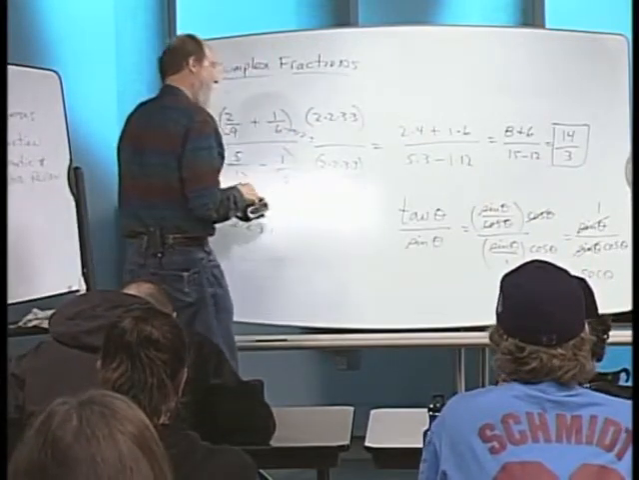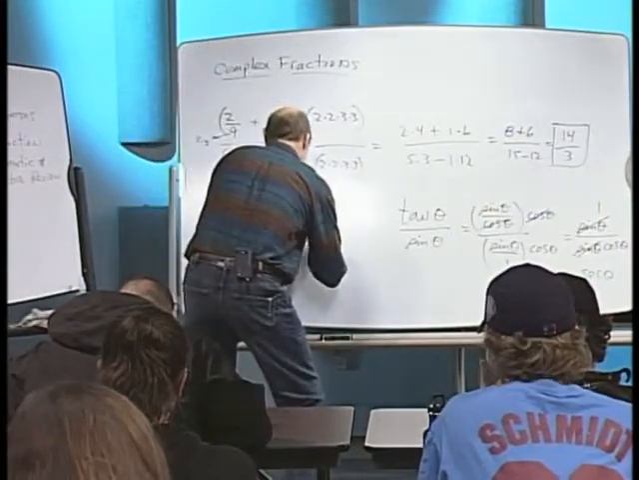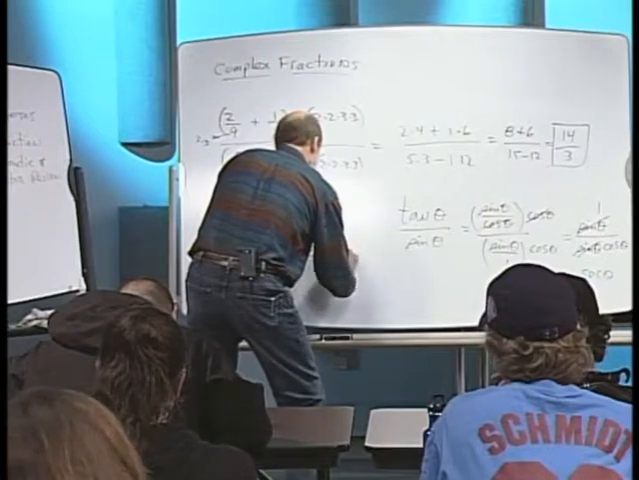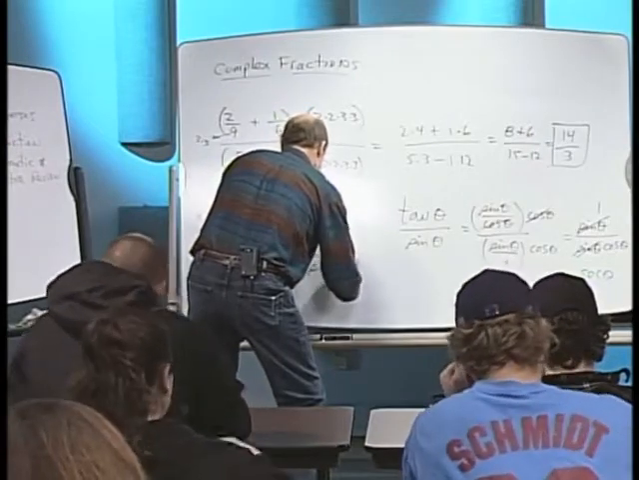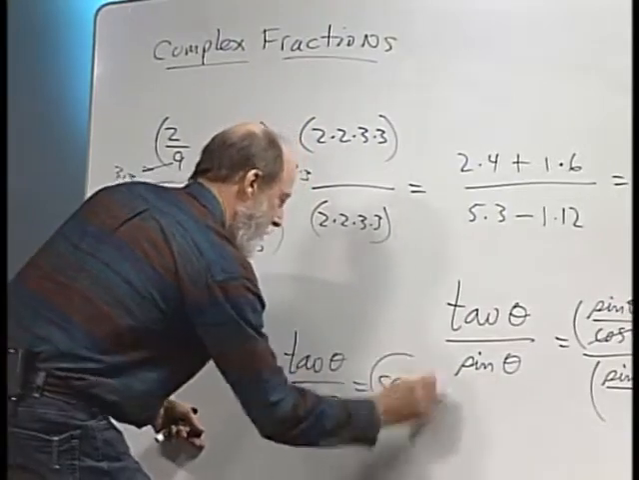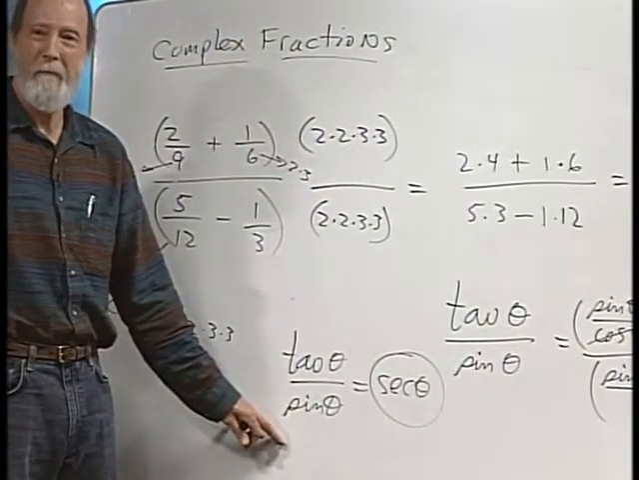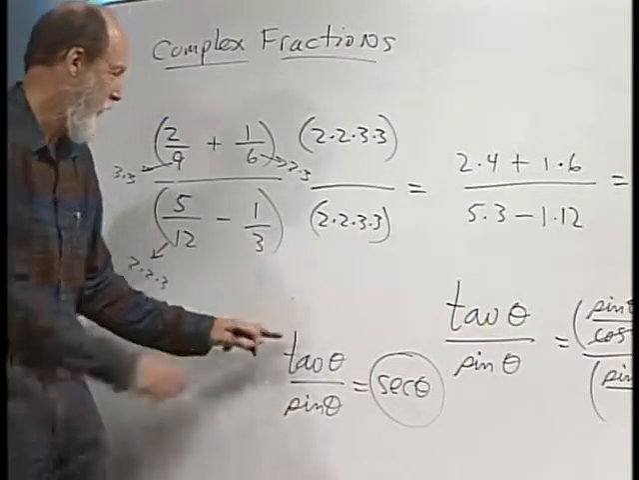Now, what would be an identity then? What would be what we'd call an identity? The tangent of theta over the sine of theta is secant theta. Isn't this a much cleaner expression to use than this mess? Okay, so this is called an identity.